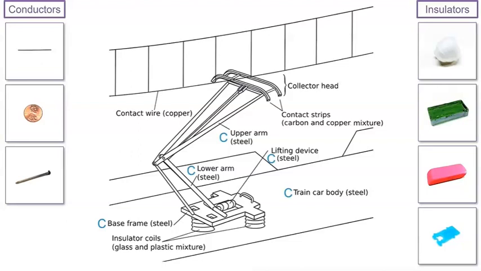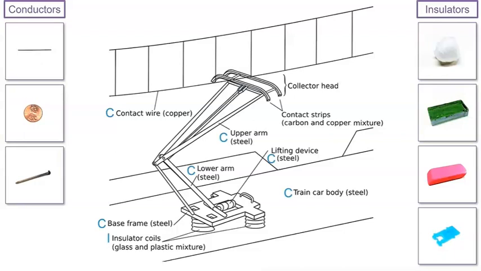Do you think the copper contact wire is a conductor or an insulator? The penny is made of copper, and it is a conductor. So the contact wire must be a conductor too. What about the insulator coils? They're made of glass and plastic. Well, the tile is made of glass, and the bag closure is made of plastic. And they are insulators. So I think the insulator coils are insulators, right? That must be why they're called insulator coils.